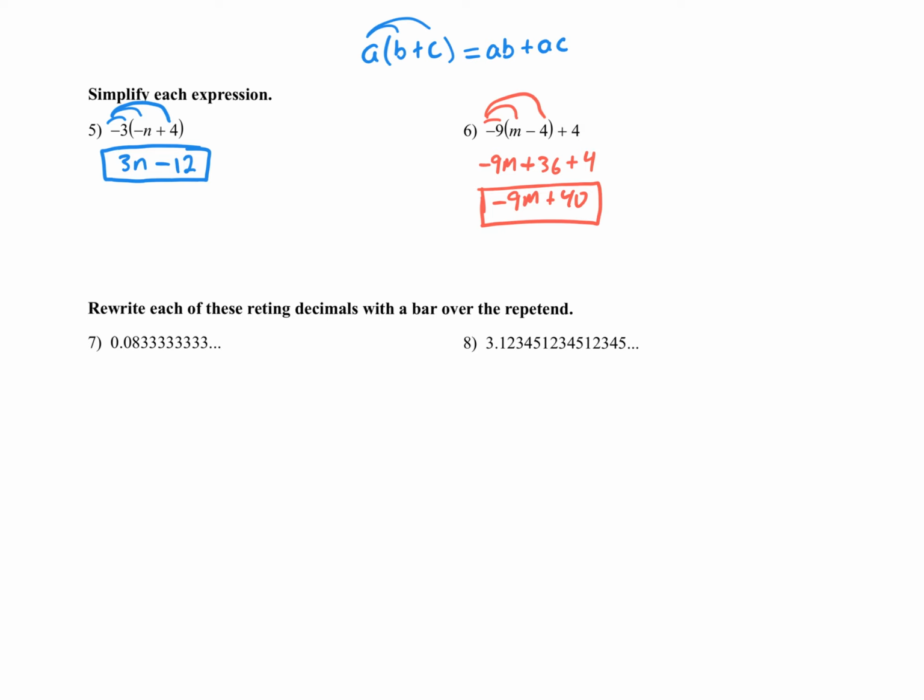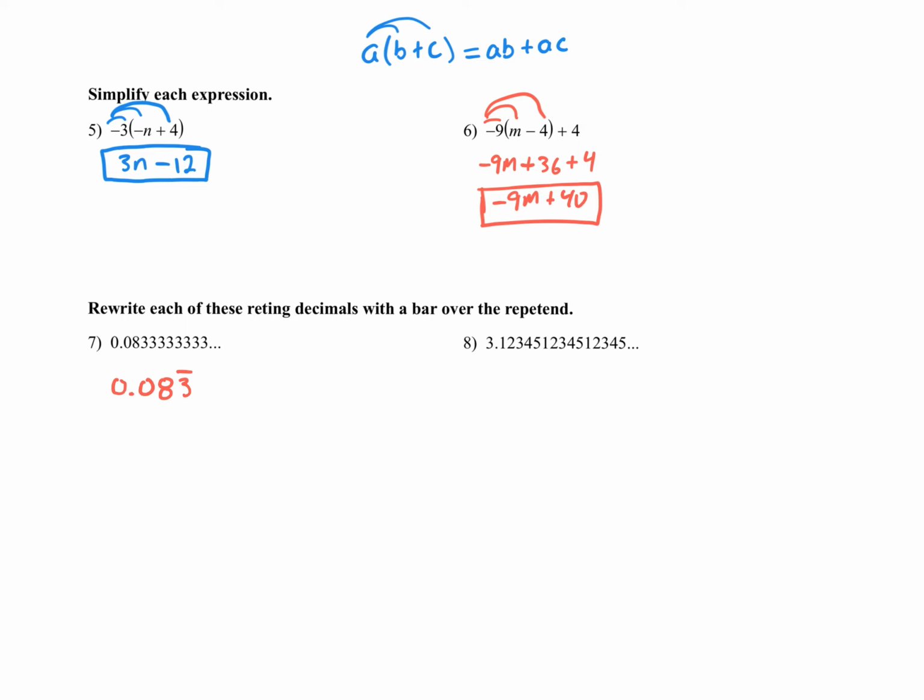All right, number 7 and 8 says write each of these repeating decimals with a bar over the repeated part. Okay, so notice here the 3 is the part that's repeating. The only thing that's repeating on this is the 3. So what I'm going to do is say 0.083, and since the 3 is the part that repeats, I'm just going to put a line over the 3.